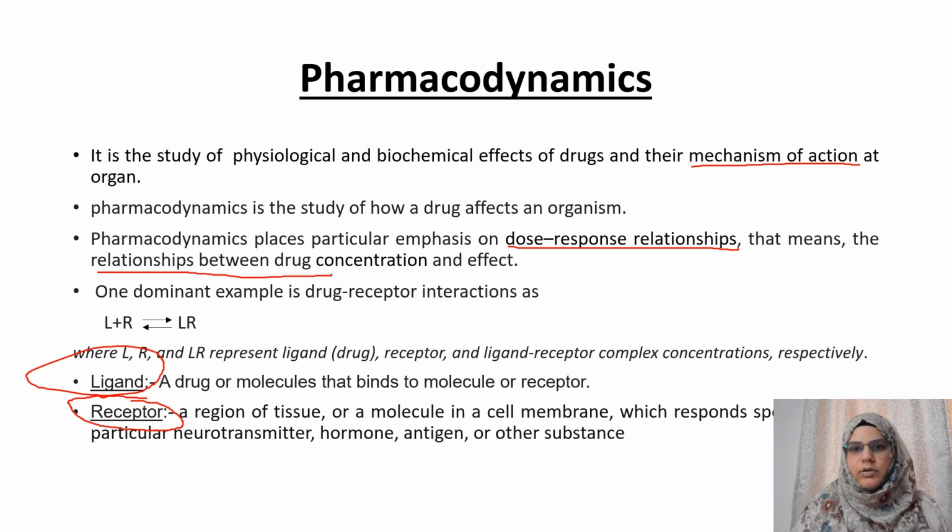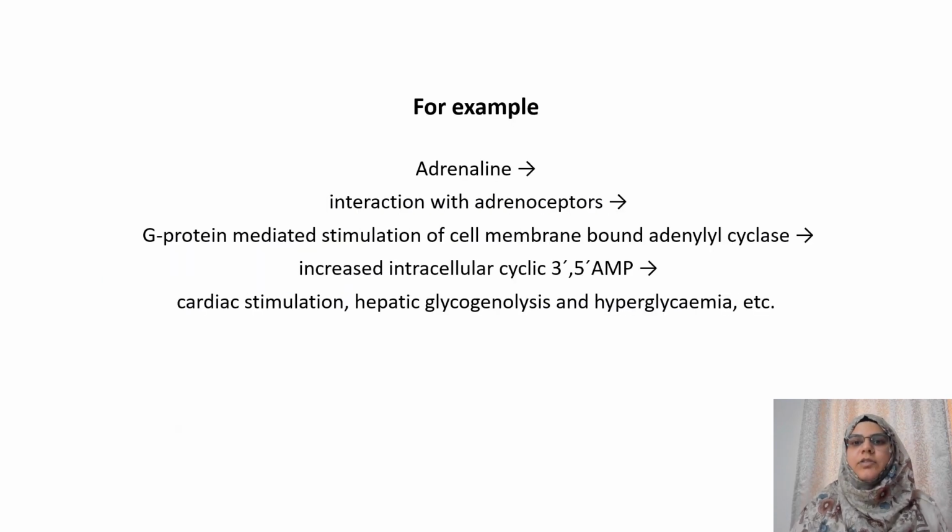Next slide. Here I have mentioned the example also. One main example is adrenaline, and you can go through the example. Adrenaline is going to interact with adrenoceptors. Adrenoceptors are actually receptors, okay, and then it binds with G protein, and this is actually the example of pharmacodynamics. Okay, we'll go to the next slide.